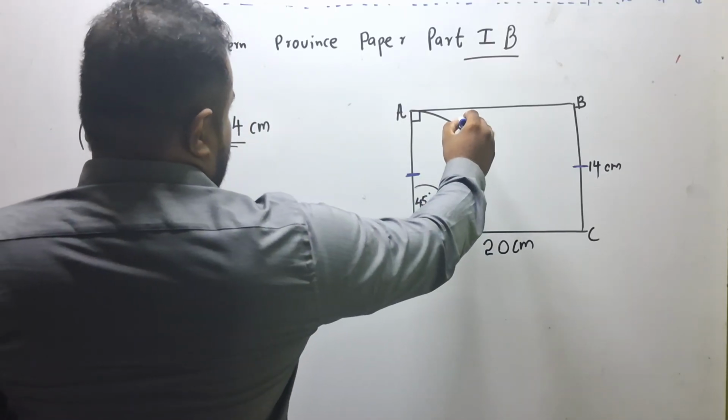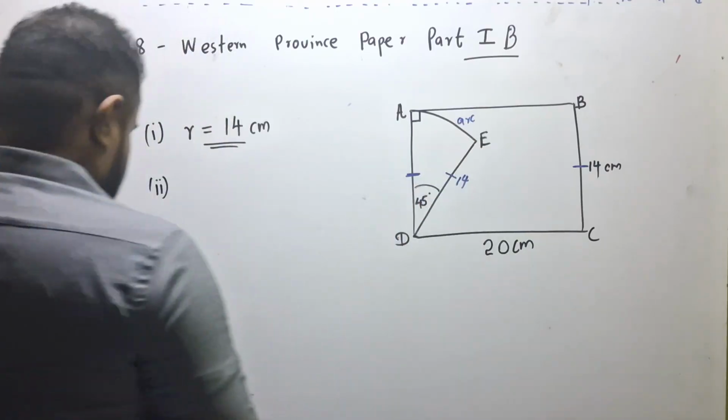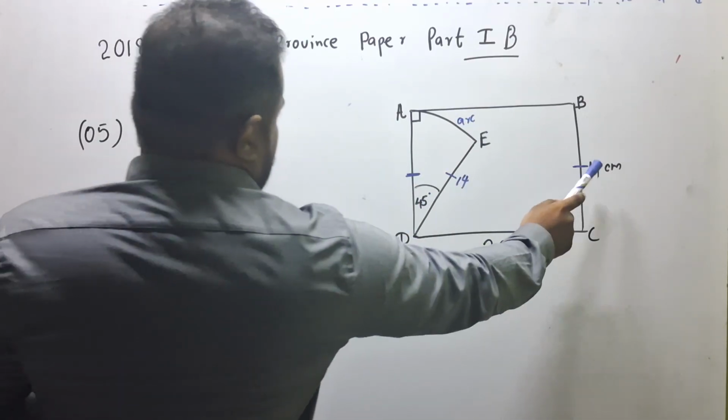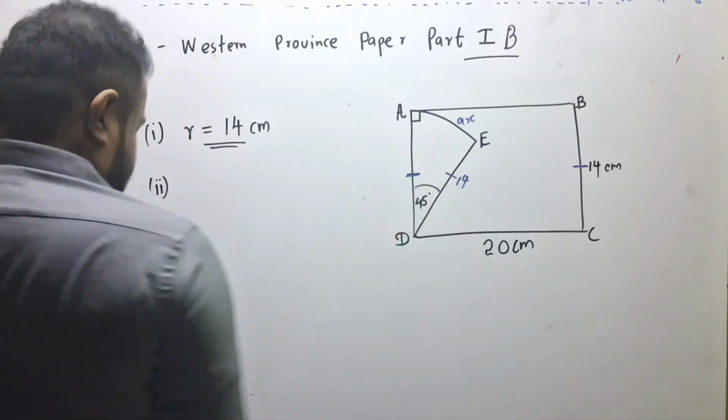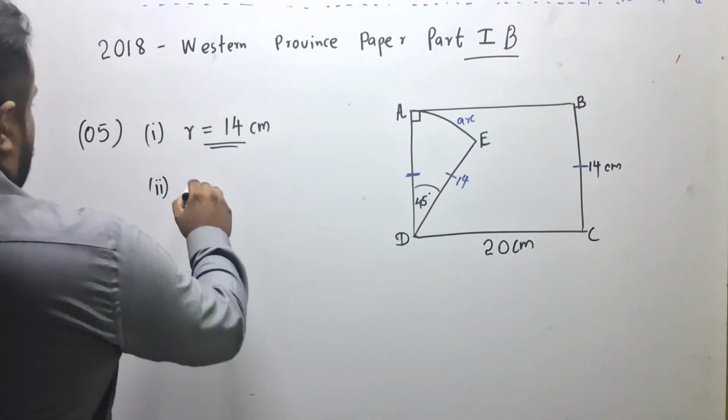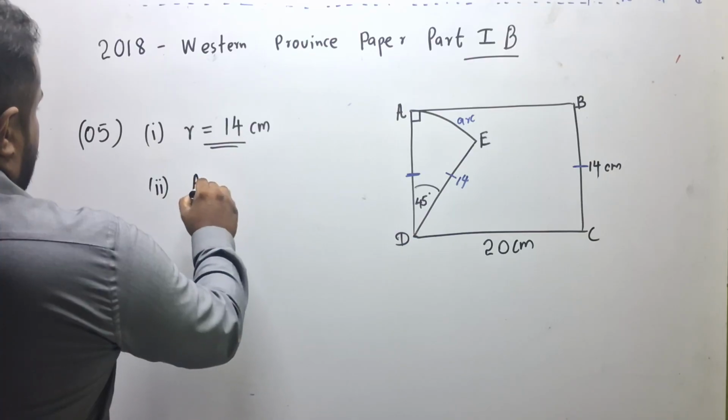So you have to find this arc length and add 2 20s, 2 14s plus arc. Okay, so let's find the arc length AE.